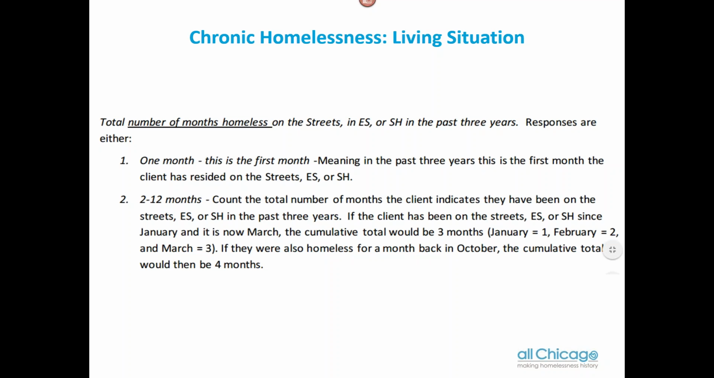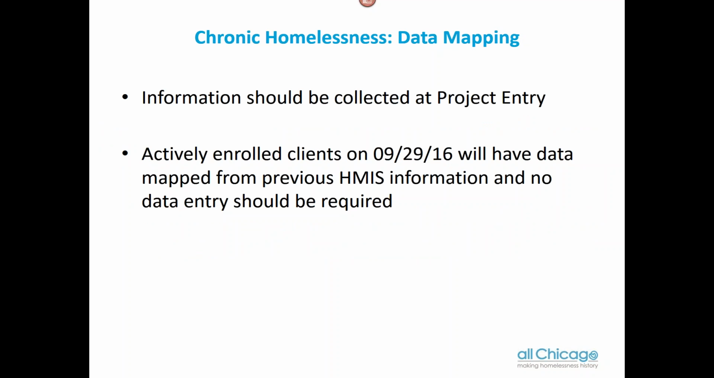And for the next slide, we're going to actually talk a little bit about data mapping, and then we're going to go into the database and see what this looks like. So all of this information that we've just discussed is meant to be collected as a project entry, and in particular, chronic homelessness is meant to be collected at project entry. So therefore, anyone that was actively enrolled as of 9/29 will have that data mapped over from the previous questions if there were differences with like the pick list and so forth. That data will map over to the new set of questions, or if there was just the name of the date field, that will seamlessly transfer over.